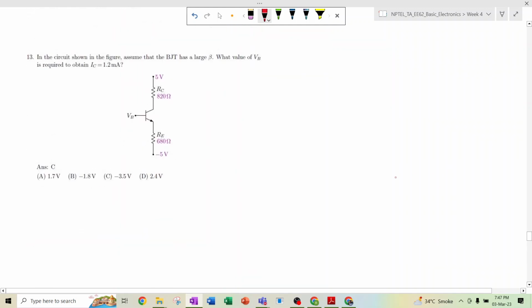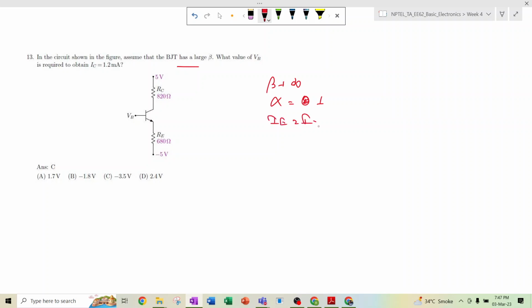Okay. So for this question, in this circuit, the BJT has a large beta. That means beta is very large, that is infinity, and alpha tends to 1. So IE is basically equal to IC. What value of V is required to obtain IC equal to 1.2 milliampere?